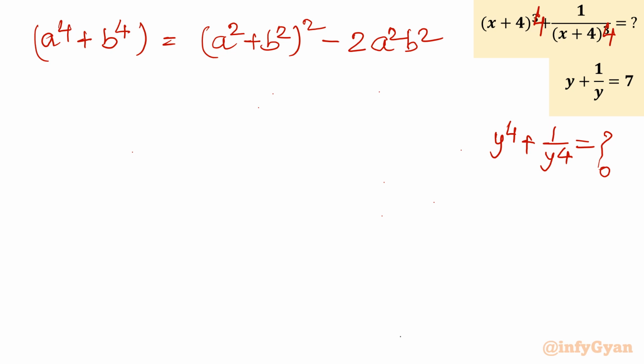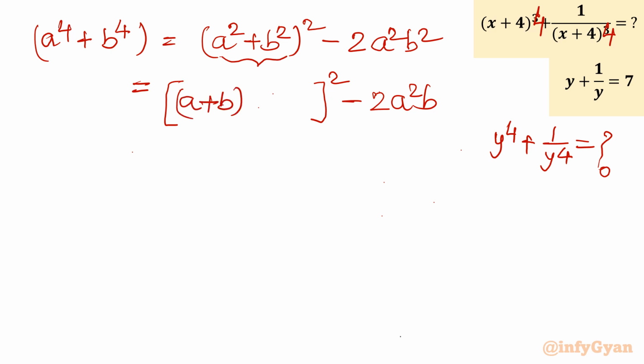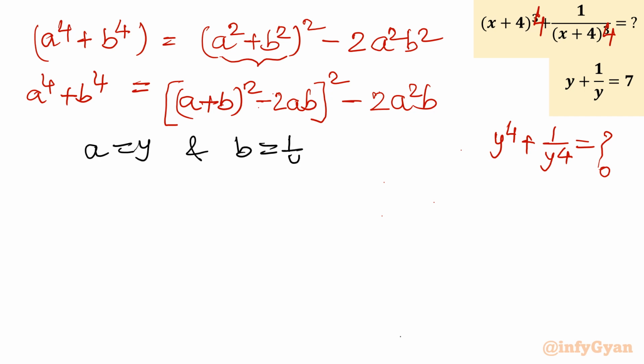This is okay. Done. Now in the next step we will consider (a square plus b square) whole square as it is. The rest is as it is. Only we are going to write this a square plus b square as (a plus b) whole square. What is extra? Plus 2ab. So to counter that plus 2ab, I have to write here minus 2ab. So this is one algebraic formula identity you can directly use. Now if you want to see, in place of a we will write y, and in place of b we will write 1 over y.